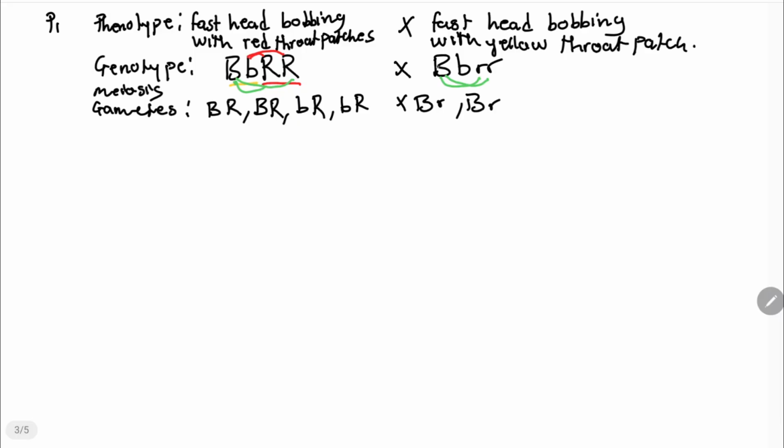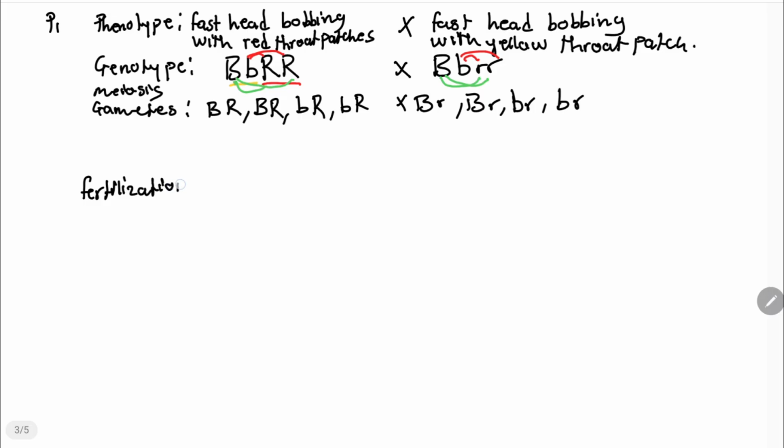Again, now that we are done with the capital letter B, we come to the small letter b. The small letter b with the first r there. So it will give us small letter b, small letter r. Again, the very same small letter b with the second r there, and it will give us small letter b, small letter r. That is how we come up with gametes in a dihybrid cross. After gametes, now we come to fertilization.